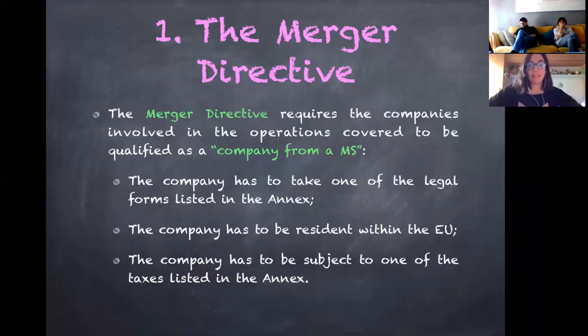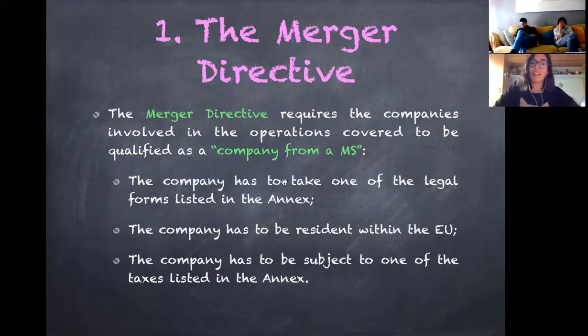The European merger directive requires the companies involved in the operation covered to be qualified as a company from a member state. So each company has to take one of the legal forms listed in the annex to this directive. The company has to be resident within the European Union, and also the company has to be subject to one of the taxes listed in the annex.